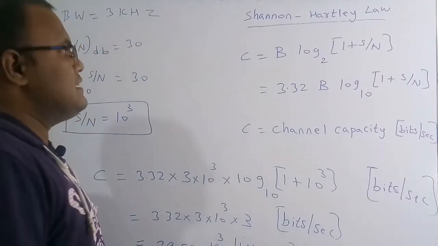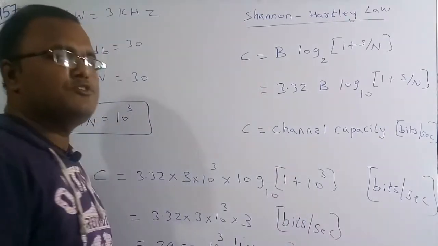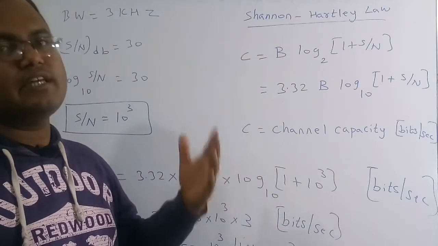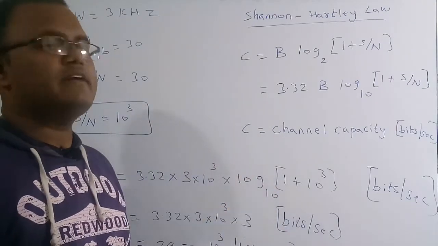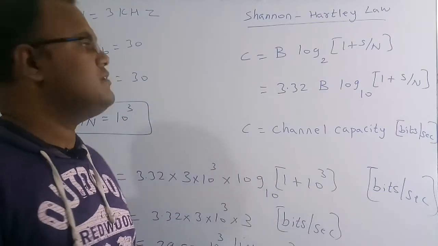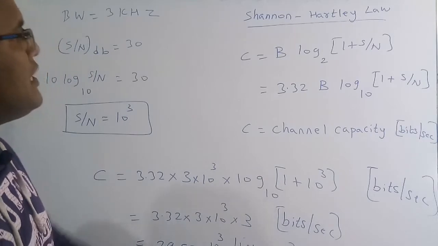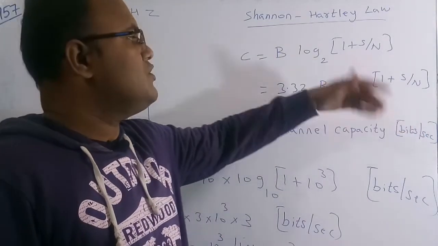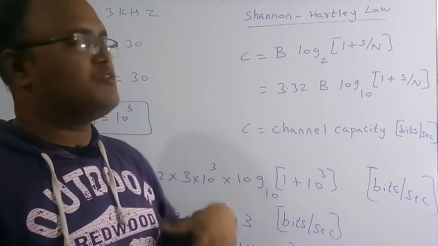Here C is called the channel capacity and its unit is the number of bits transferred in a second. How many bits are transferred in a second is called the channel capacity, or we can say information rate. How many bits per second are being transmitted with the help of this channel. We know the value of bandwidth and we also know the actual value of signal to noise ratio, so we substitute in this equation and get the value of C.